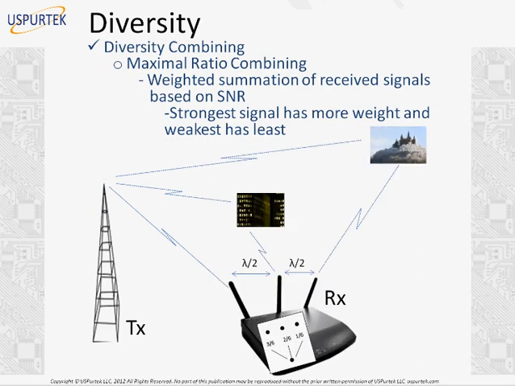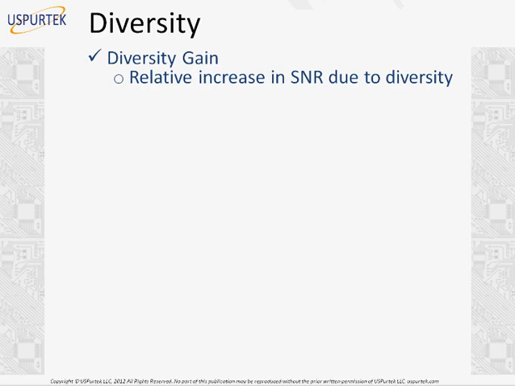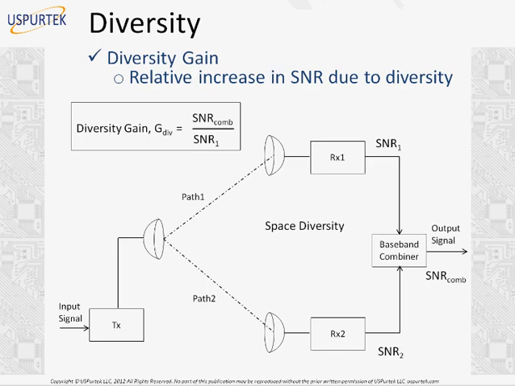The next way we could do it is maximal ratio combining, which is a weighted summation of received signals based on SNR. The strongest signal has more weight and the weakest has the least. There could be a preferred path which is always available and sometimes it fades, but the other 2 paths may not be as reliable. So maybe the direct line of sight signal is more reliable at a certain point or location, then we give more weight to that signal and less to the other ones. So again, which technique you use to combine the signals could vary from application to application.